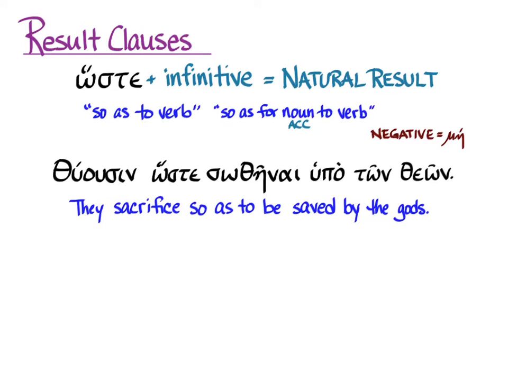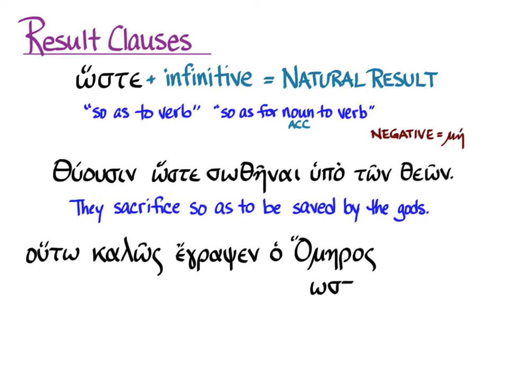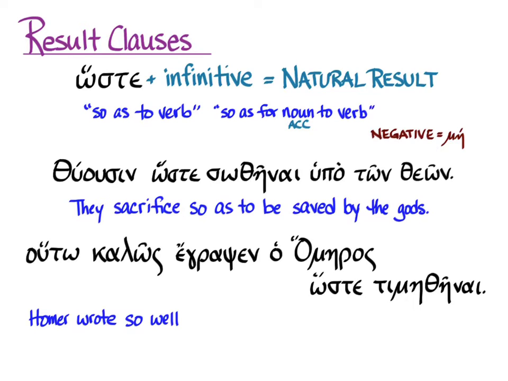We do it in English a lot as well. Let's look at another example, even more common. Houtō kalōs egrapsen ho Homēros, hōste timēthēnai. Homer wrote so well, and let's see what the default translation is for the hōste. He wrote so well so as to be honored. That's how well it was. We don't know if he was honored or not, but that's how well he wrote, that this is what we would expect the natural result of that quality of writing would be.